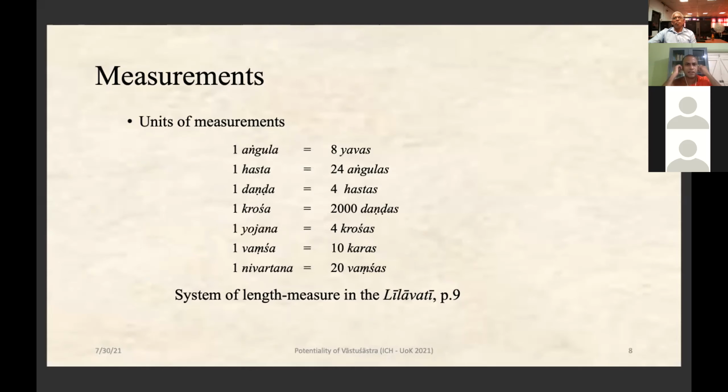And we see this kind of unit measurements in Vastushastra and also in mathematical texts. If we look at the Mayamata and Manasara, there are nice verses on these unit measurements: 8 yavas are equal to 1 angula, 1 hasta consists of 24 angulas, and so on. This might be a little different from the one in the Mayamata and Manasara, but this is from Leelavati. It's not very different from what is given in the Vastushastra. So we see that there was a standard system of linear measurements.